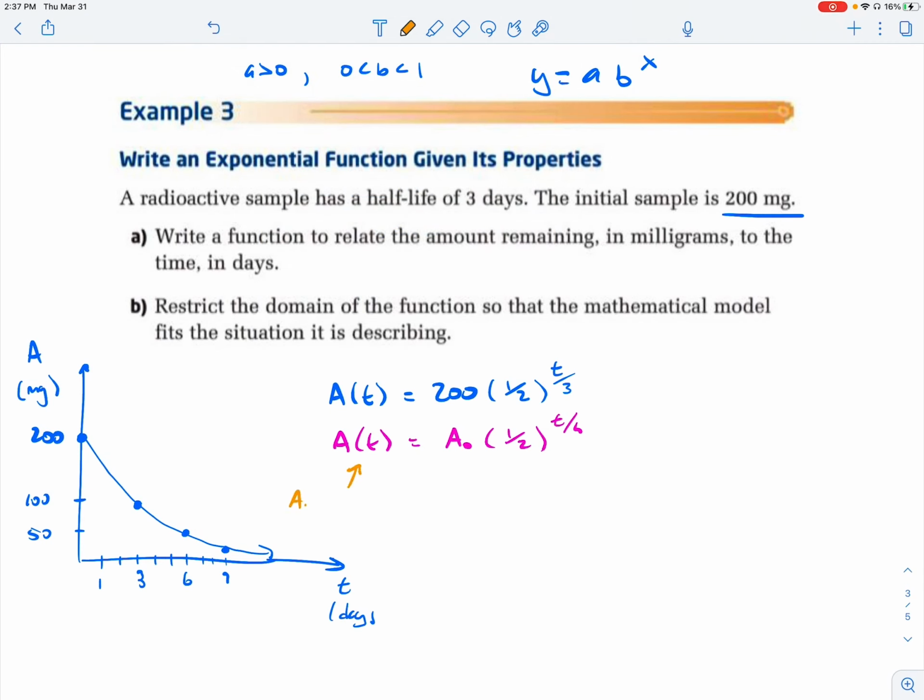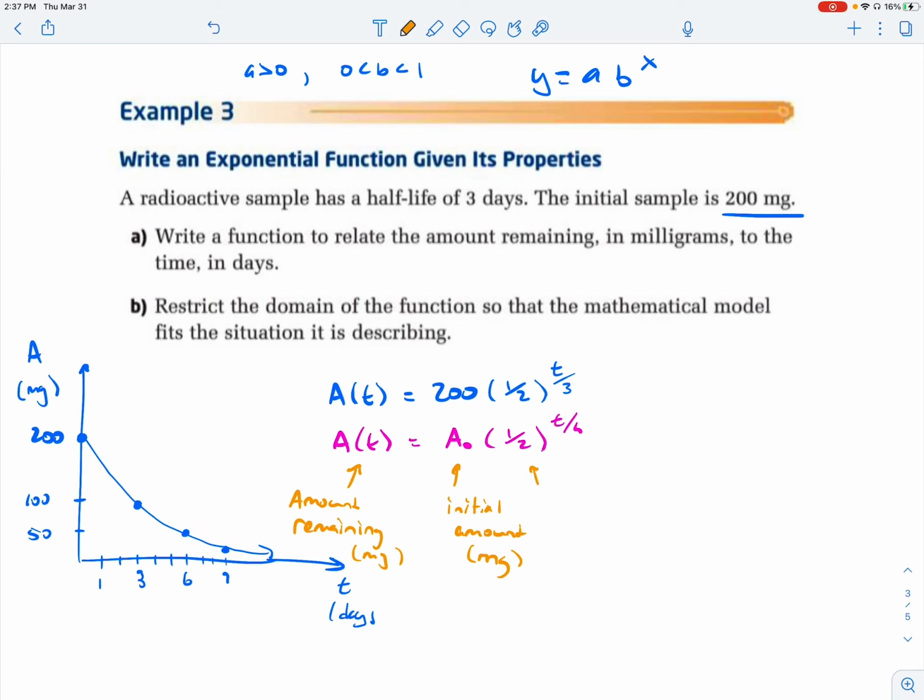So we'll just label this, and you can keep this handy in your notes. A of t always refers to the amount remaining, and in our case, the amount remaining is in milligrams. Okay, A naught is the initial amount, which is always the y-intercept, right? On the graph, initial amount, this is also in milligrams.